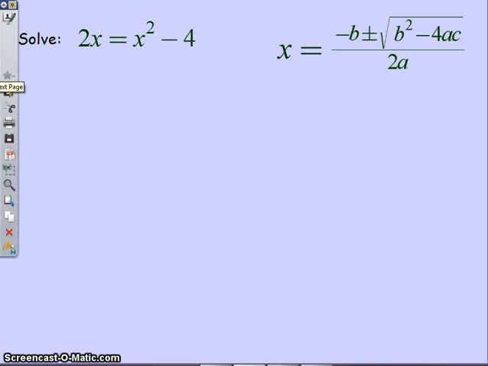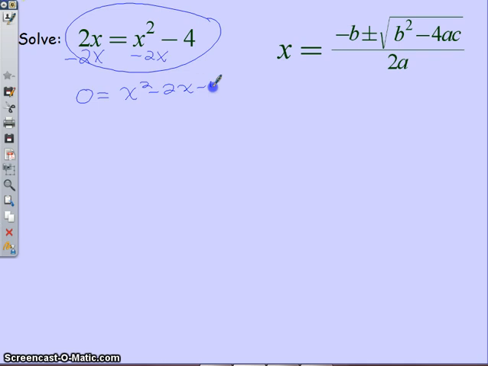What's the problem here? It's not in standard form. We need to take this equation and put it into standard form. So let's move this 2x to the other side, so we set it equal to 0: 0 equals x squared minus 2x minus 4. Now that I've got it in standard form, let's label our a, our b, and our c values. a is equal to 1, b is equal to negative 2, c is equal to negative 4.